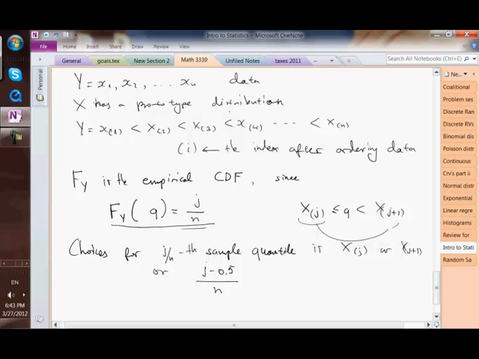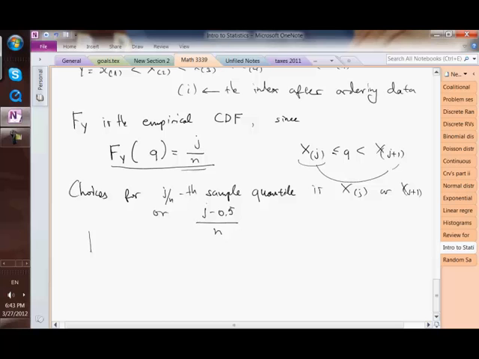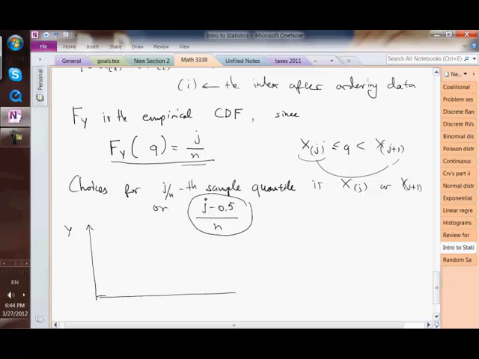So when I go now to the vertical axis, I will mark the quantiles according to this rule. I'll take j minus 0.5 divided by n, and I will use those numbers for the quantiles. And the quantile that corresponds to this value will be taken equal to this data point.